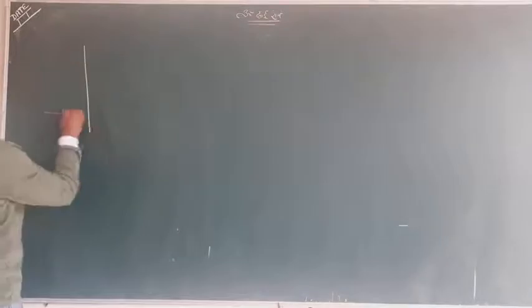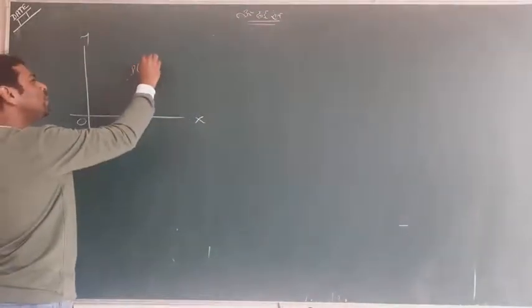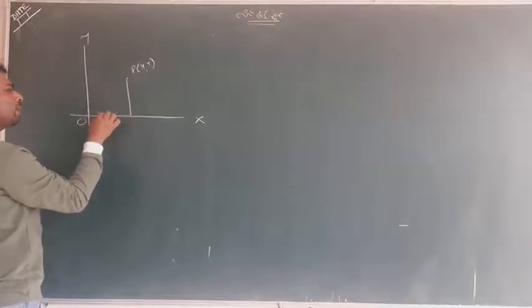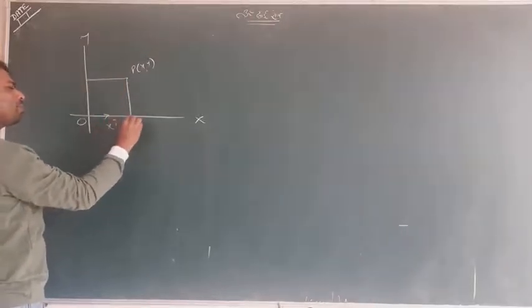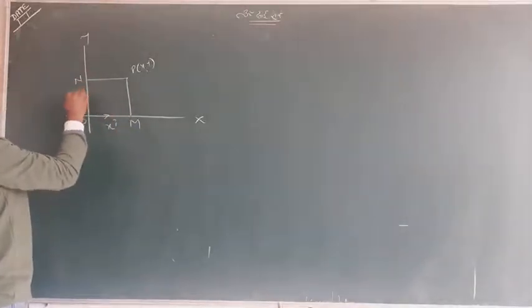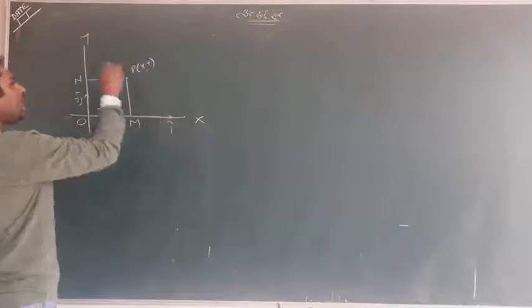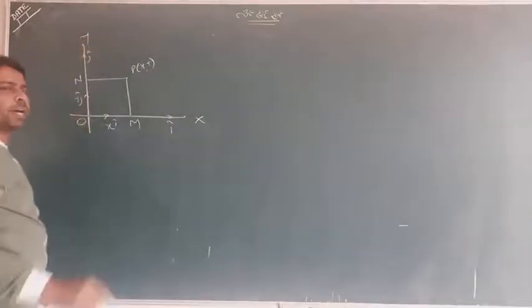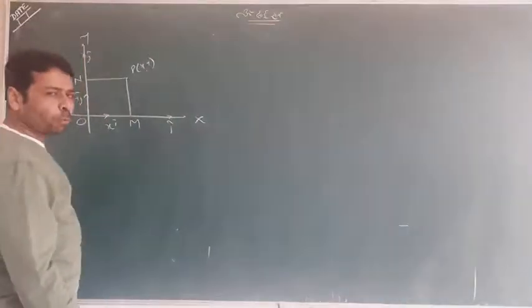Again, I want to draw the same picture here. One thing I forgot to tell you. This is xi cap, and this is yj cap. Now you know it very well. This is normally taken as i cap and this is normally taken as j cap. They are unit vectors along the x-axis and y-axis. Some more things I want to share with you.